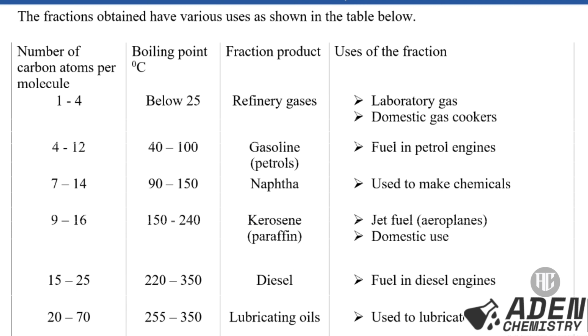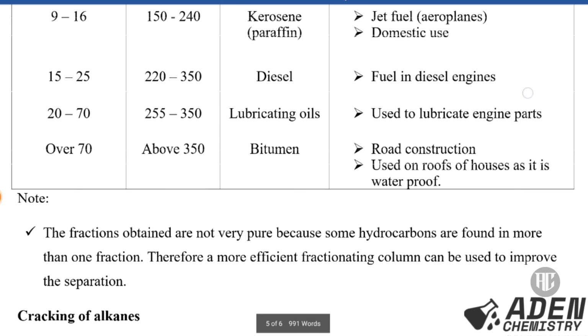So we have carbon number 15 to carbon number 25. They are distilled off at a temperature range between 220 to 350 degrees Celsius, and the fraction product is called diesel. What is the use of diesel? It is used to fuel diesel engines. So let's proceed and see.